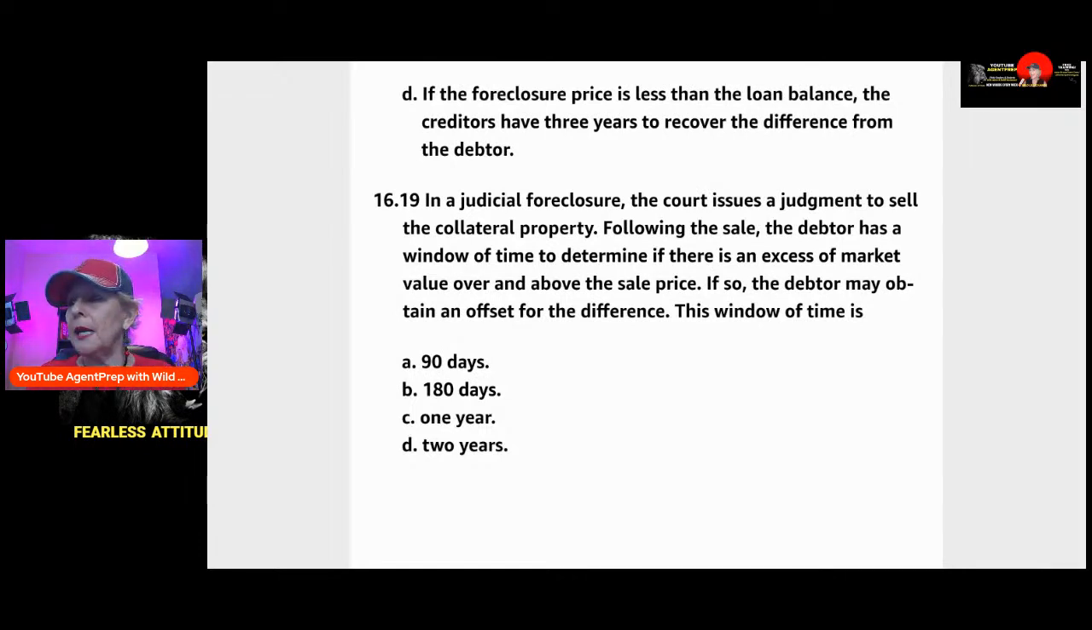Yes, the answer is A, 90 days. So the debtor, who's the debtor? The borrower, right? It was the buyer. It's the owner, may obtain an offset for the difference. So if it's sold for more than what was owed, then they'll get the difference, and it is within 90 days. If the court issues a judgment to sell the collateral property, following the sale, the debtor has a window of time. In other words, the lender is not voluntarily sending them the money, and if they don't get it, they have a statute of limitation of 90 days.